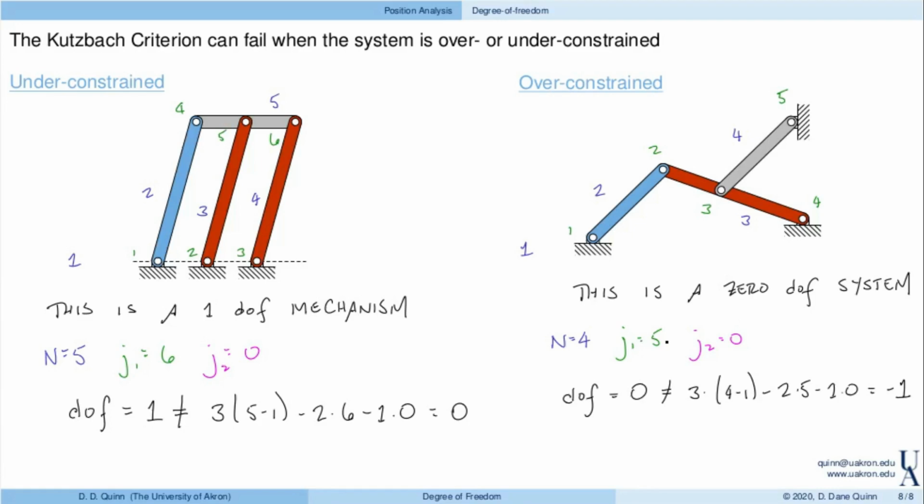So, a couple of examples where it doesn't work, but in general, the Kutzbach criteria is a very useful way of quickly estimating the degree of freedom of a linkage. And except for special circumstances, when we have symmetry or possibly overconstrained systems, this really does a good job predicting the degree of freedom of the system, which can help us when we go to identify equations that ultimately describe the kinematics of these linkages.